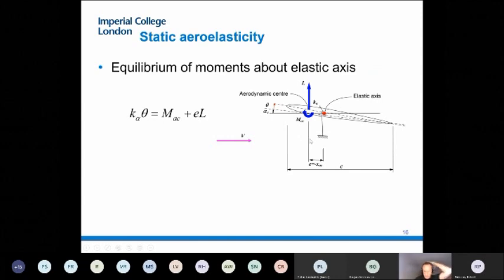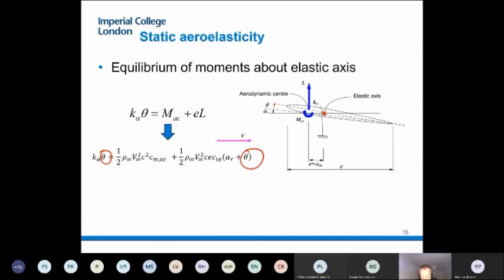So if you were to write the equilibrium equation for that problem, it would be the reaction of the spring, K alpha times theta, theta being the elastic torsion angle, equal to the moment at the aerodynamic center plus the lift times the distance. Now we have a model for the lift and a model for the moment. We put them in, and what we have is basically 1/2 rho V squared times the Cm constant, plus 1/2 rho V squared times the e constant and the CL alpha constant. The equation of equilibrium simply says how much the wing is deforming. That's my unknown. Well, it will depend on how stiff the airfoil is, but also on how much lift you get out of that deformation itself.